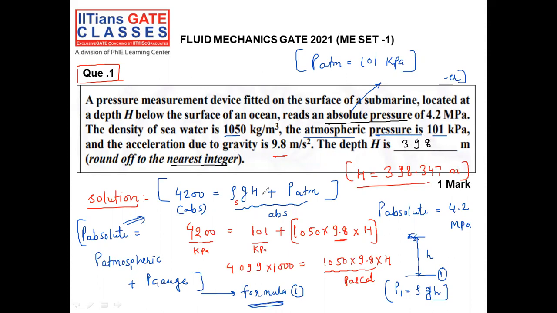398. So the range for this question was given as 397 to 399. If you mark it 400, 400 will be wrong, because that is out of the range. So that is the whole and sole talk about question number 1.